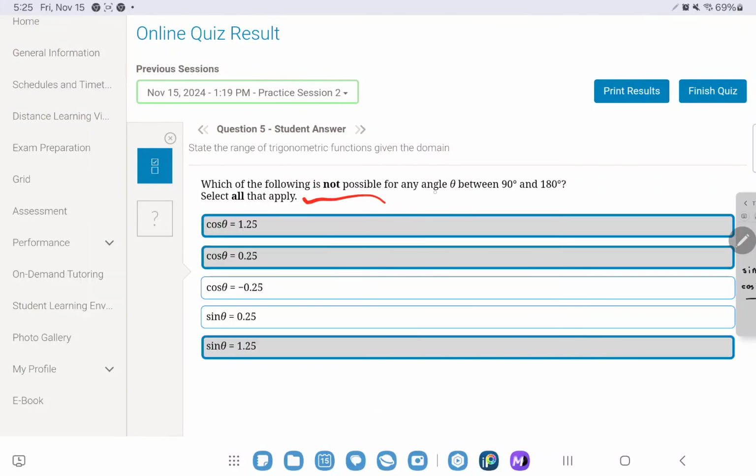Again, not possible in the same quadrant. Cosine here, you can't have a positive cosine. Cosine again, you cannot have a positive cosine. And this one's over 1 already. Cosine, negative, correct. And less than 1, correct. So sine, positive, less than 1, correct. Sine, positive, but more than 1, so wrong. That's how you solve them. Now let's move on.